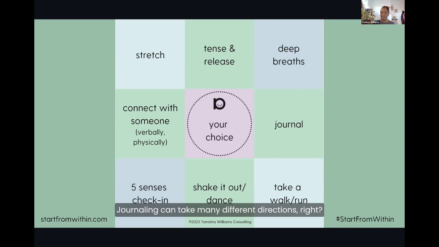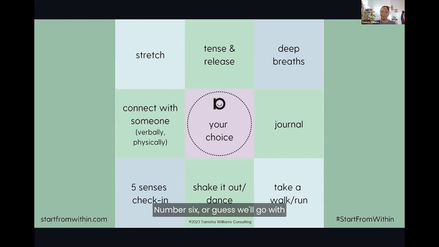Journaling can take many different directions, right? One of the ways that we can journal is actually by describing in our journal how we're feeling and the sensations that we're noticing in our body. You might even want to draw out or doodle how you're feeling, but you could also just doodle in general. Doodling and journaling in that way is really helpful for mental release. And you could also just do a free write, just to write down everything that's coming to mind for you. It's a great way to release things from our brain and to give our mind a reset, if you will.